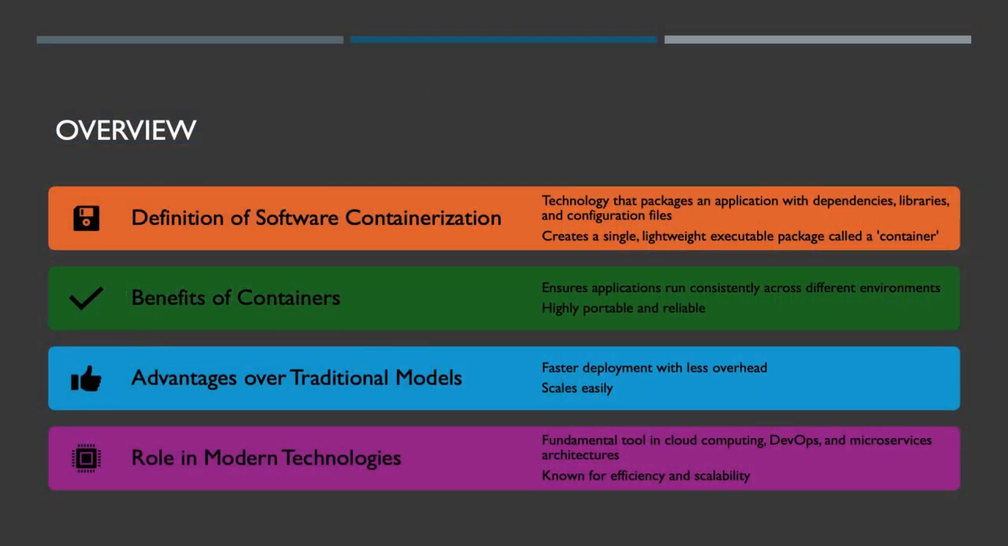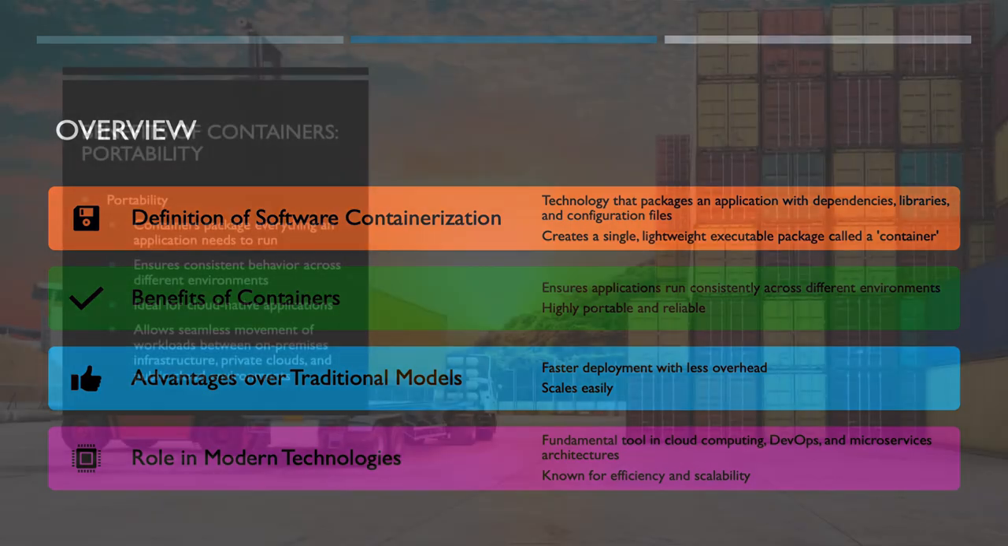Software containerization packages an application with its dependencies into a container. This ensures consistent performance across environments, making it portable and reliable. Containers offer faster deployment, less overhead, and easy scalability. They are essential in cloud computing, DevOps, and microservices due to their efficiency and scalability.